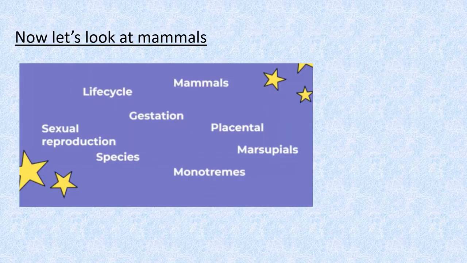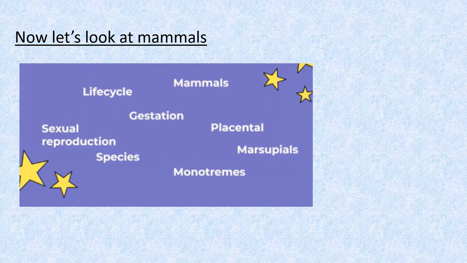Okay, now we're going to have a look at mammals. We're mammals, human beings are mammals, and I'm sure you can think of lots of other mammals. There are some words here that we're going to have a look at, and some of them I'm sure you know, but others I think will be completely new for you. So I'm going to say a word and then you're going to say it back. Are you ready? Mammals.